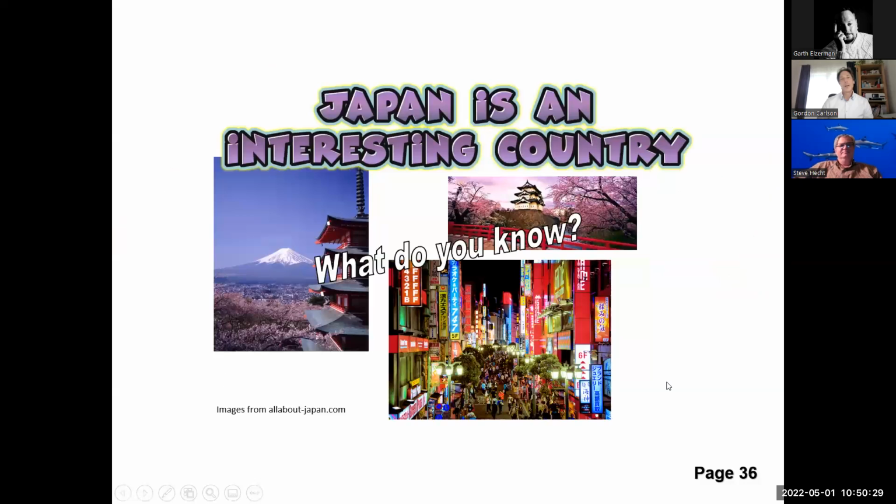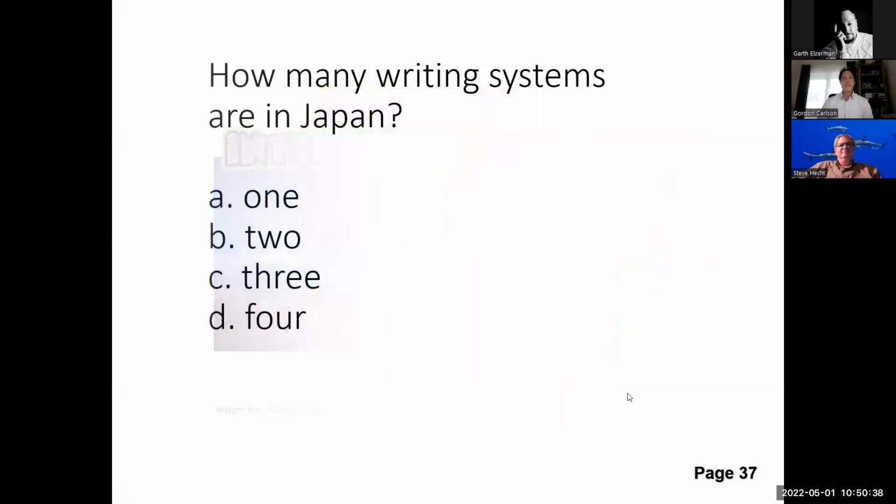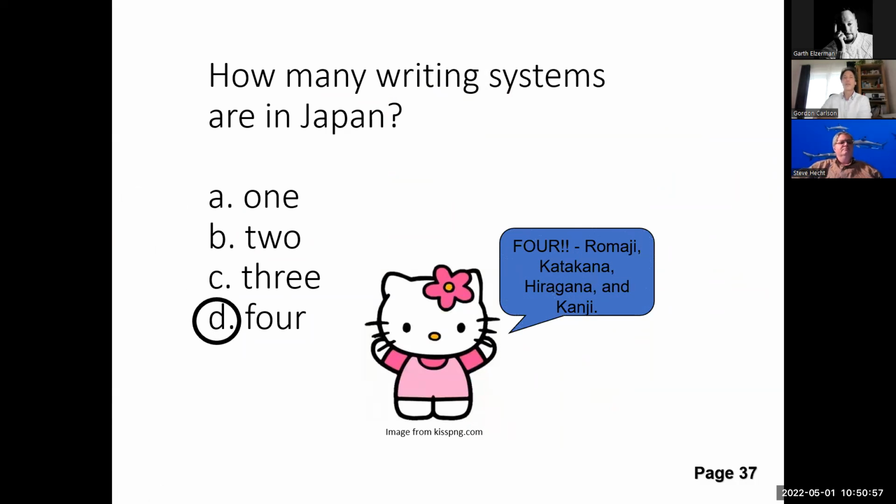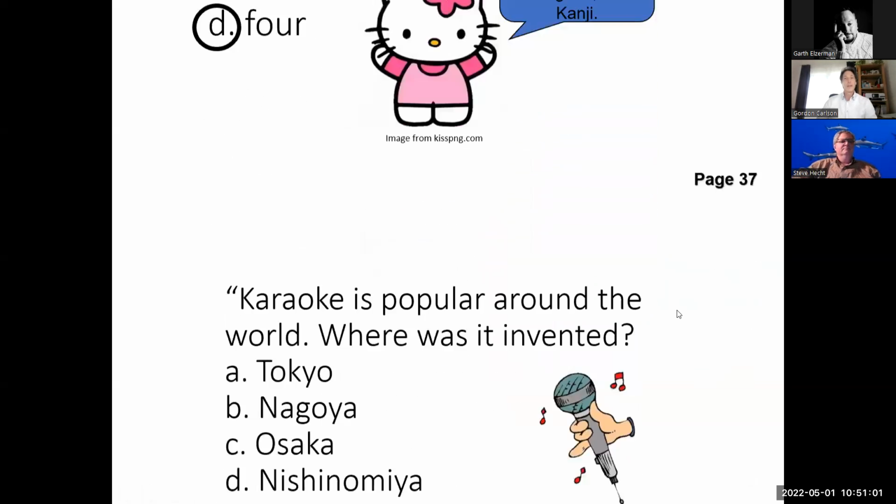Okay, here are a few examples that we had from Japan, and it's kind of funny because the Japanese students were pitted against the American students, and the Japanese students lost this one. Okay, anyway, how many writing systems are there in Japan? Go ahead and type in the chat. 9, 8, 7, 6, 5, 4, 3, 2, 1. Okay, if you said 4, you're correct. A lot of Japanese students said 3, but they forgot romaji, which is like using Roman letters for it.